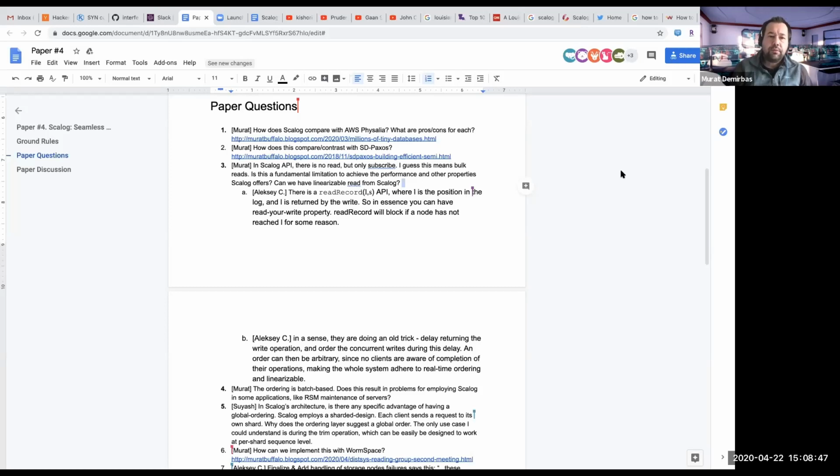Okay, so next question, I think this is also from me. How does this compare and contrast with SD Paxos? So I wrote this just to put this in perspective. This Scalog is not solving consensus, right?